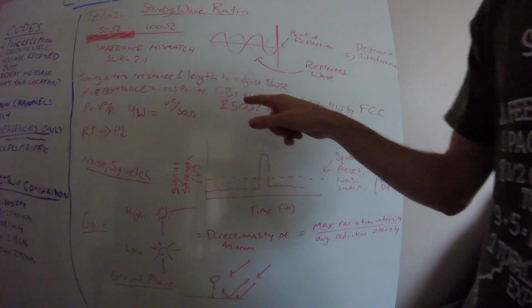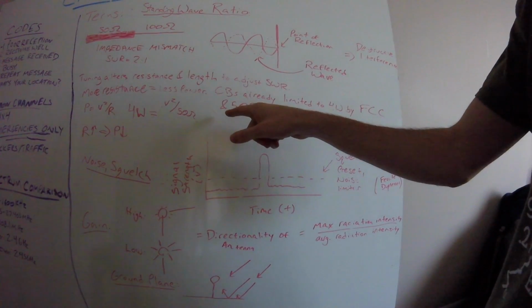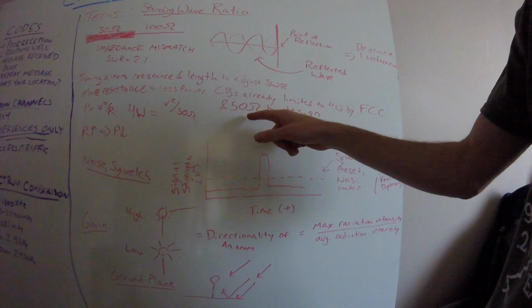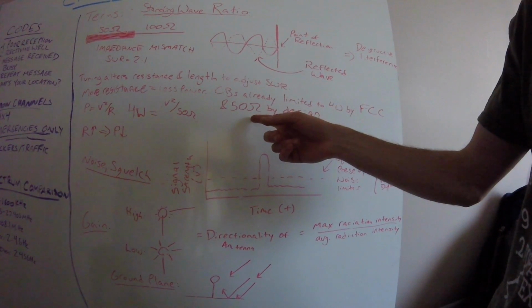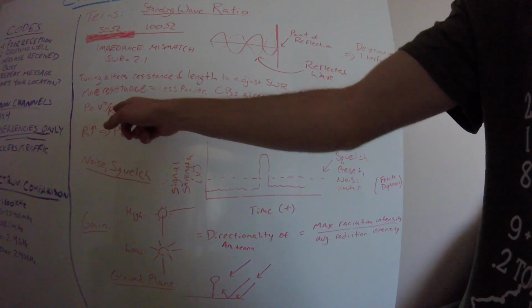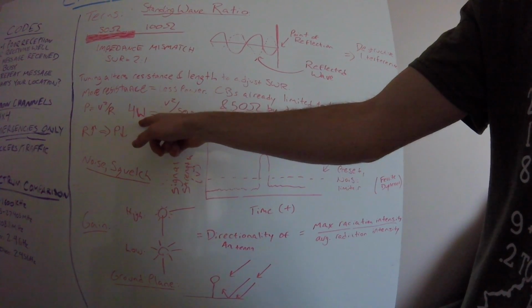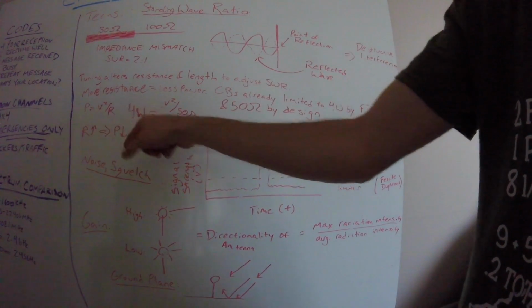So your CB radio is already limited by the FCC to 4 watts, and by design you can't go less than 50 ohms because all of your equipment will be built to that spec, right? So if we look at power equals voltage squared divided by resistance, we're already limited here with 4 watts and 50 ohms. So again, basically, if resistance goes up, power goes down.